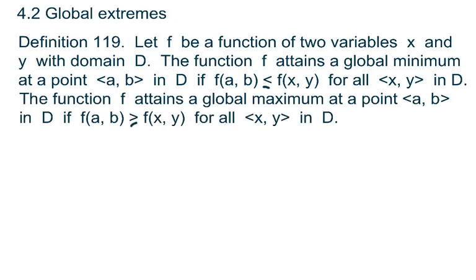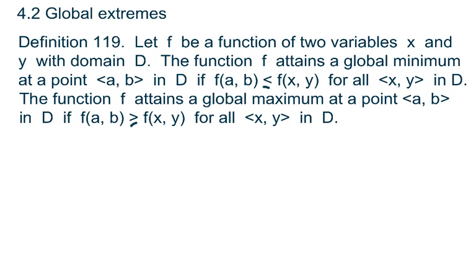The second definition is for a global maximum, and this definition says that a function f attains a global maximum at a point in its domain if the function value at that point is the greatest of all possible function values of the function taken over the entire domain of the function.